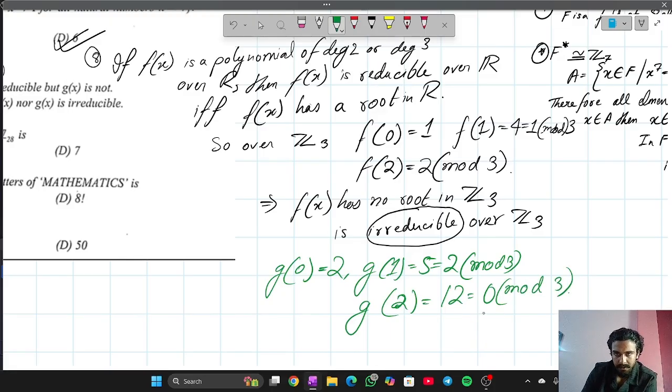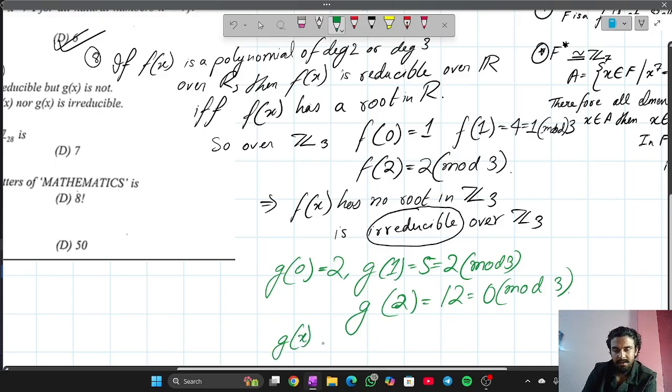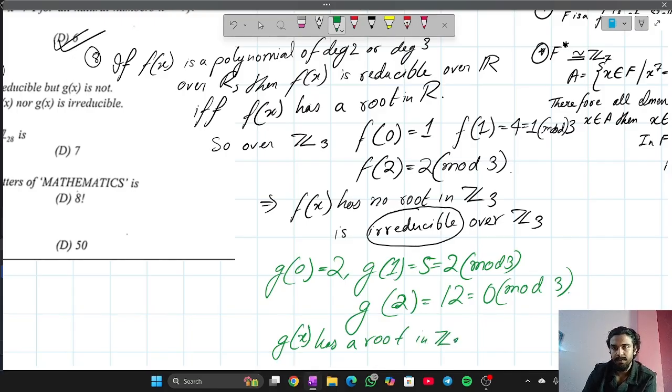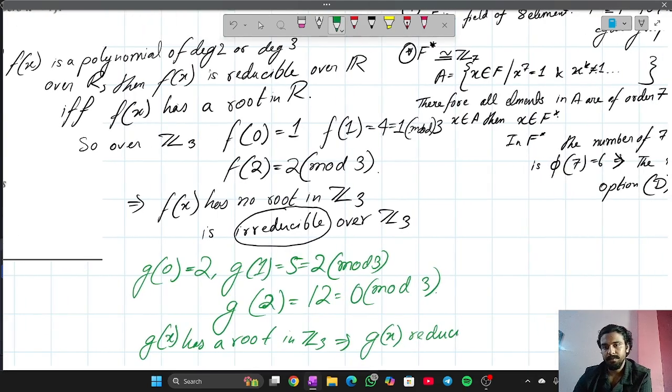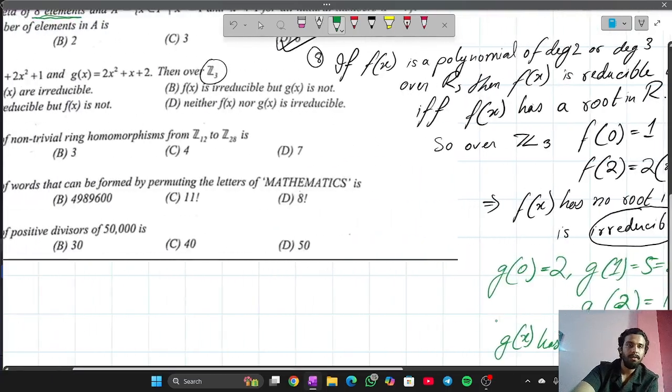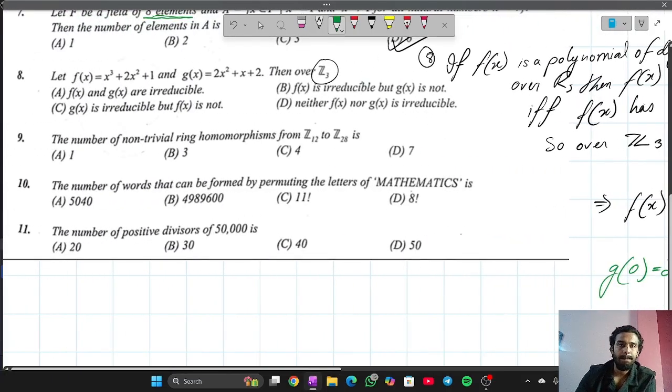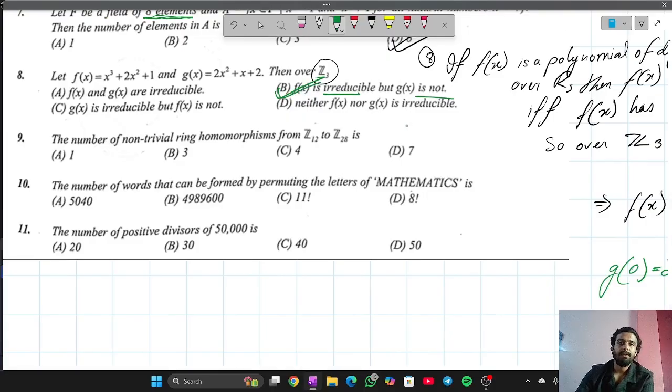Hence, since it is 0, I can say that g(x) has a root. Okay, g(x) has a root in Z3, which means g(x) is reducible over Z3. Therefore, option B is correct, where f(x) is irreducible and g(x) is not. That is, g(x) is reducible.